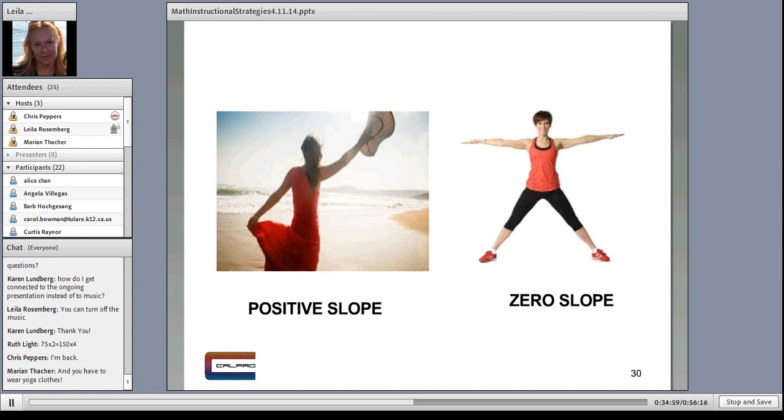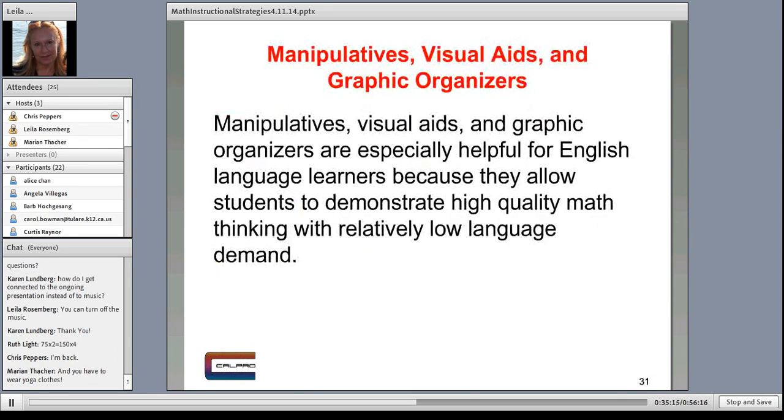I show this all the time with my students, and they move around so that they can easily recognize at least if it's zero, undefined, positive, or negative slope. We have covered the NRC Math Standards and touched upon one way to help students reduce math anxiety. I would like to move on to the next item in our agenda, which is manipulatives, visual aids, and graphic organizers that help all students.